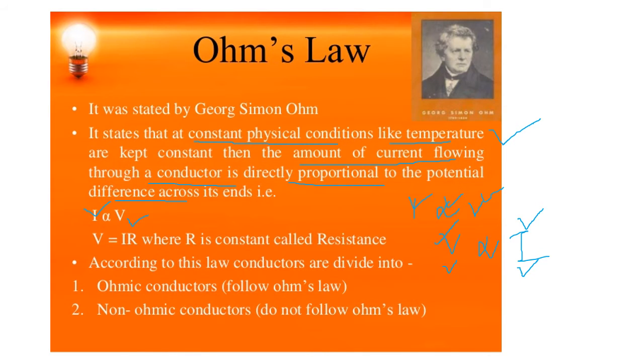Okay, so when we talk about direct proportionality, there should always be a constant. Here we will have a constant, that is R, which represents resistance. According to this law, conductors are divided into ohmic conductors and non-ohmic conductors. Those that follow Ohm's law are ohmic conductors, and those that do not follow Ohm's law are called non-ohmic conductors.